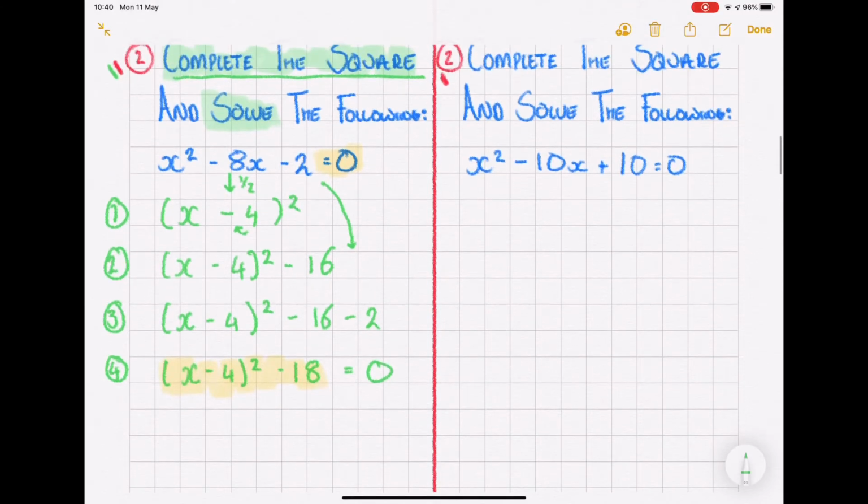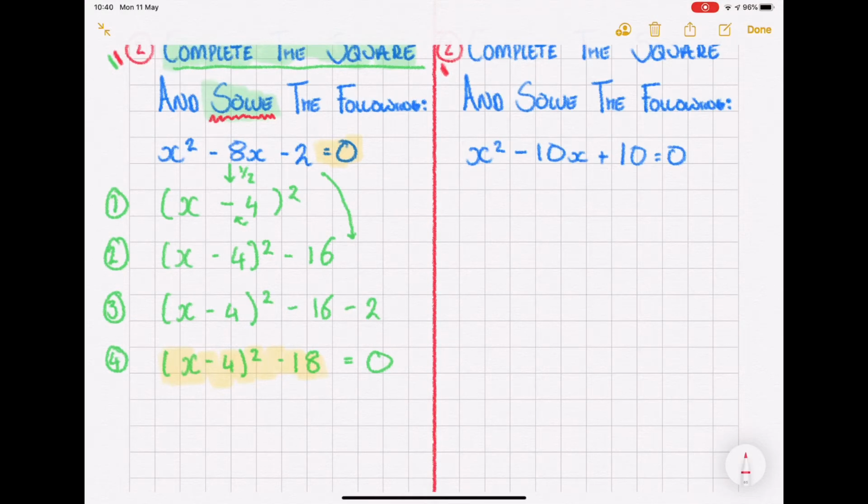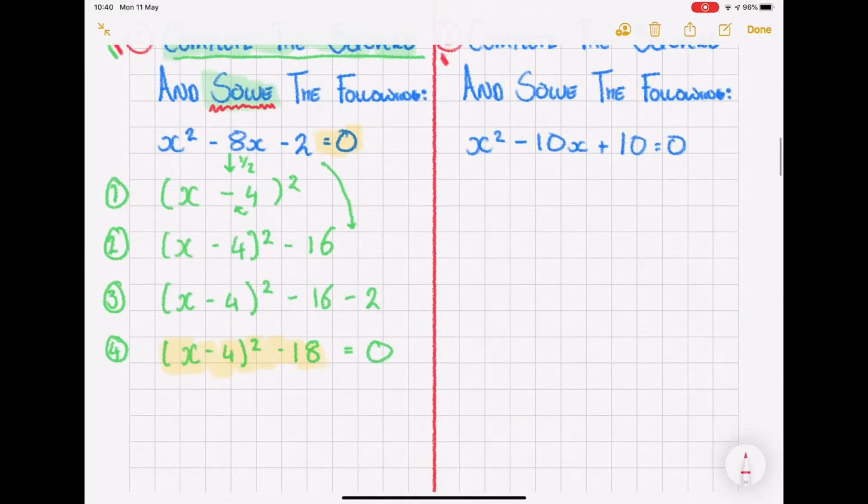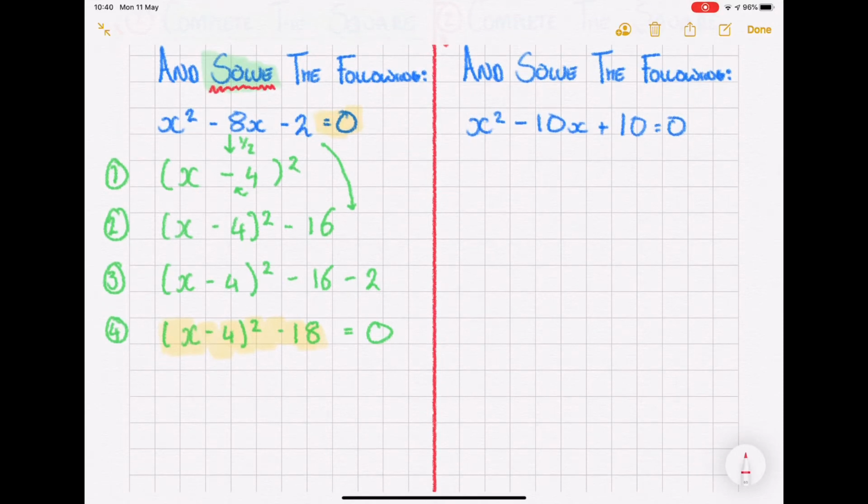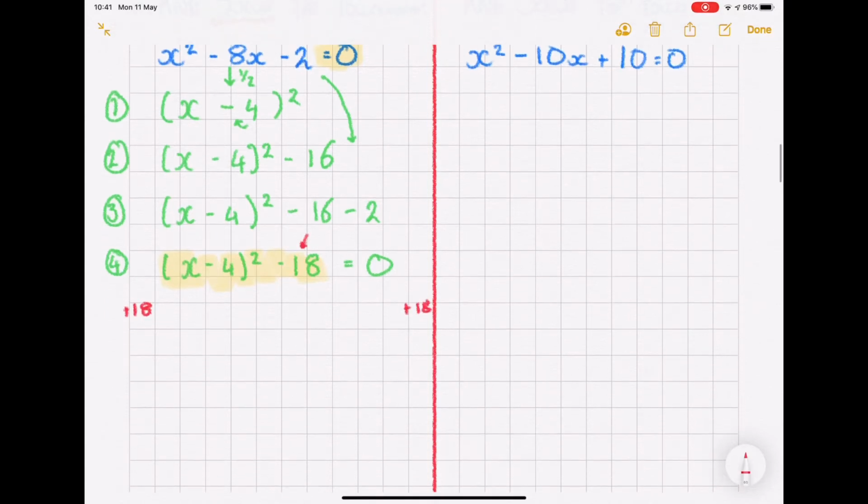Okay, so we've completed the square. We've done the first part of it. Now we have to solve, and we can do this just like we usually solve equations. So we want to have x on its own. My first step would be to get rid of this number here. So I'm going to plus 18 to both sides of the equation to get rid of that negative 18. That's going to give me x minus 4 squared equals 18.